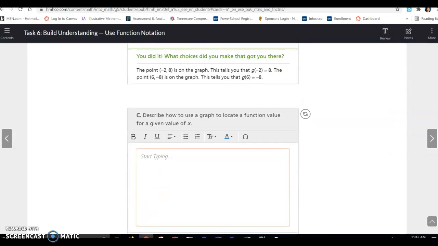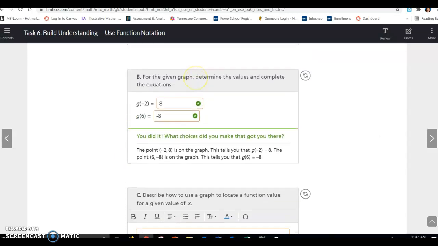All right, describe how to use the graph to locate a function value for a given value of x. Basically, you're just looking for the ordered pair. When it asks you to find g of some number, just know that that's your x, and you need to find the associated y value that goes with that.